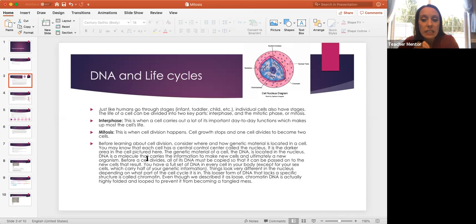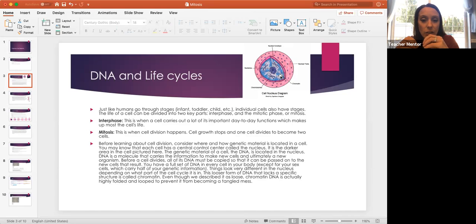So things look very different in a nucleus depending on what part of the cell cycle it's in. This looser form of DNA that lacks a specific structure is what we call chromatin. So you can see in here, you've got chromosomes and you've got chromatin.